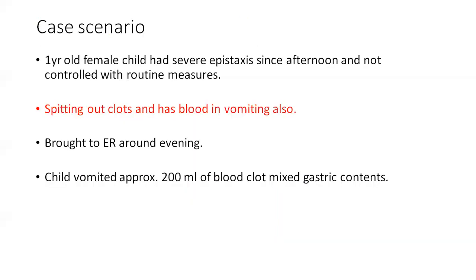This is a 1-year-old child who came with severe epistaxis since afternoon, which was not getting controlled with routine measures. They tried nose pinching and all, but it was not getting controlled. The child was spitting out clots and had a lot of blood in the vomit also, maybe swallowed blood. He was brought to the ER around evening. By the time he came to the ER, he had vomited around 200 ml of blood clots mixed with gastric contents. So this is the scenario: a child reached the ER.